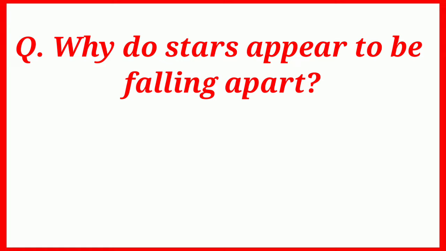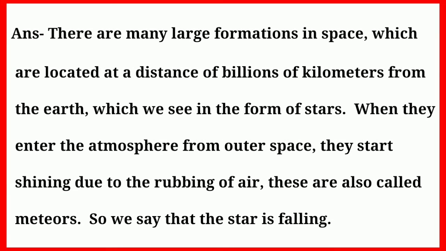Why do stars appear to be falling? There are many large formations in space, which are located at a distance of billions of kilometers from the Earth, which we see in the form of stars. When they enter the atmosphere from outer space, they start shining due to the rubbing of air. These are also called meteors. So we say that the star is falling.